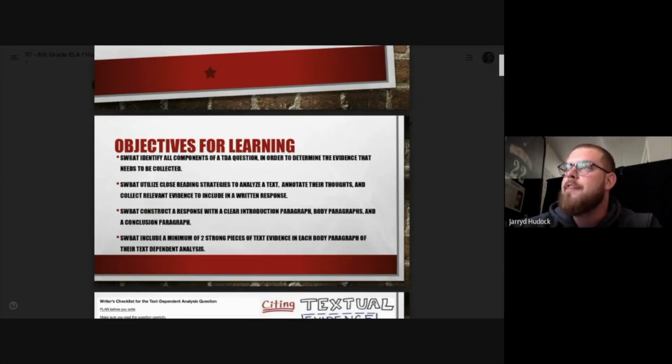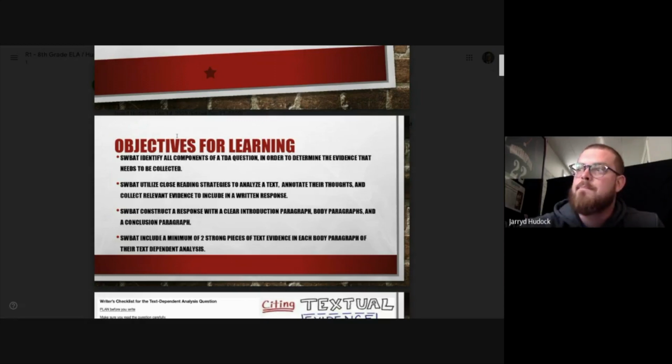The number one thing that I think our kids struggle with the most when they write TDA is this first objective, identifying all the components of a question in order to collect the correct evidence that supports their answer. A lot of the times what happens when students write a TDA is they'll just write a summary of whatever they read, or most TDA questions have multiple components, multiple questions that need to be answered, and they'll only answer 1 or 2 of the questions. So there's no possible way for them to get full credit.